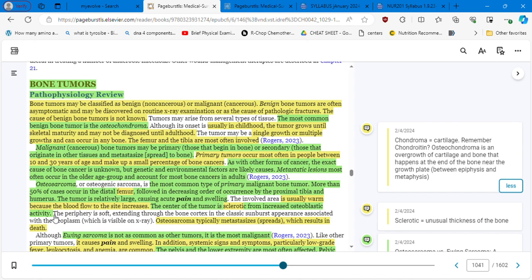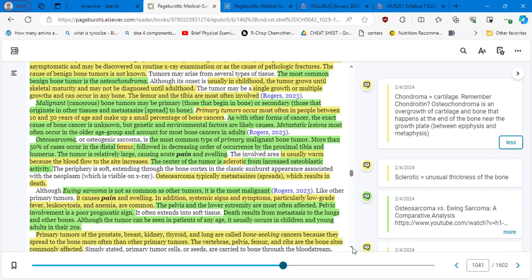So I'm thinking that probably because the bone is being affected, the defense mechanism of the bone, the osteoblastic activity, starts to create new bone cells in order to repair that damage, and it's not successful, right? That's why there is a sclerotic, unusual thickness of the bone. Osteosarcoma typically metastasizes, spreads, which results in death.